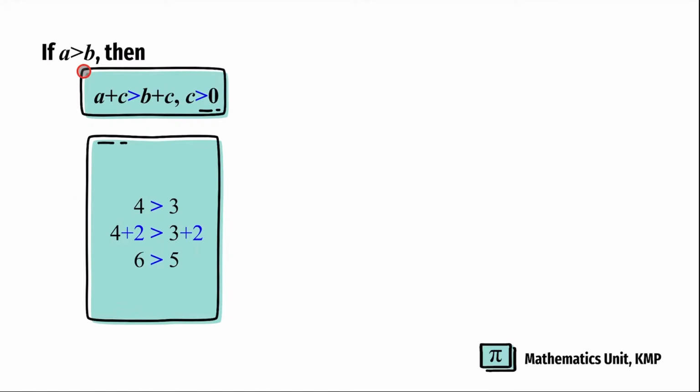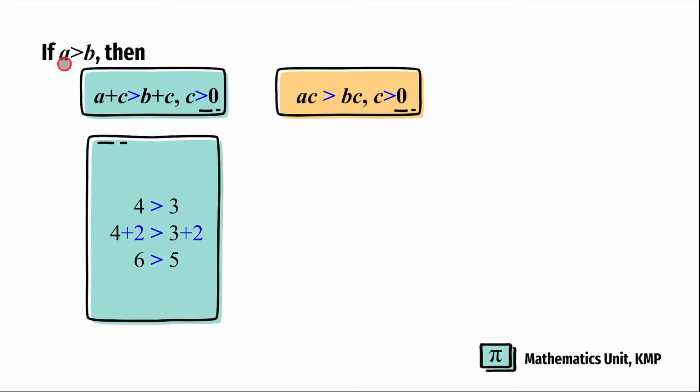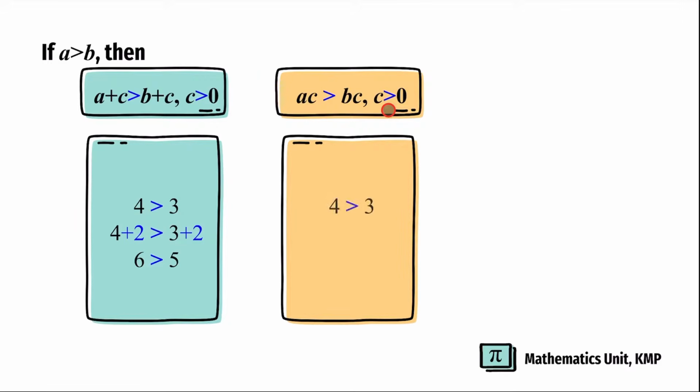If A is greater than B, then AC is greater than BC if we multiply both sides of A greater than B with a positive C. So if we have 4 greater than 3, then we multiply with a positive 2, then we're going to get 8 is greater than 6. The inequality sign also doesn't change.